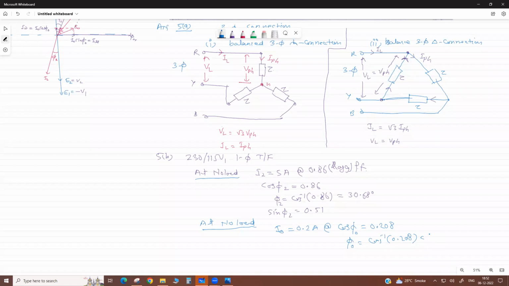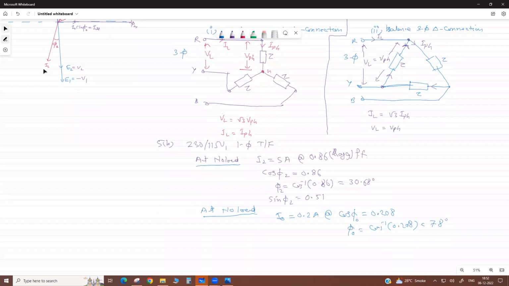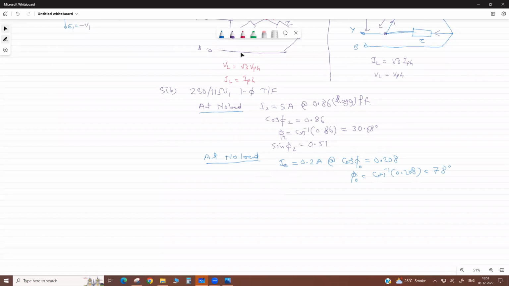It comes 77.99, which means almost 78 degrees. Then you can calculate sin phi naught also. So the sine of this angle is 0.9978.